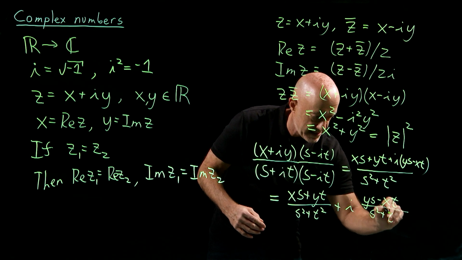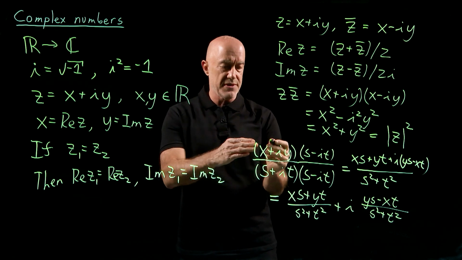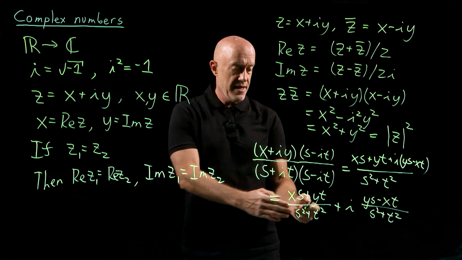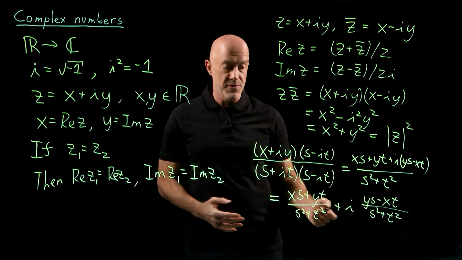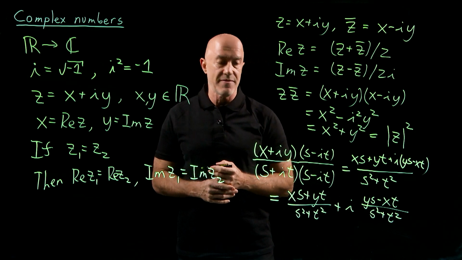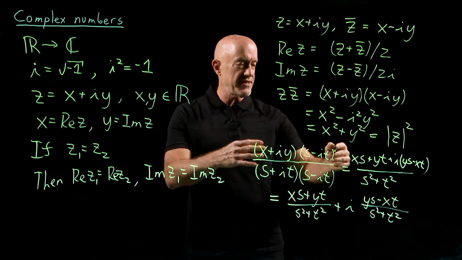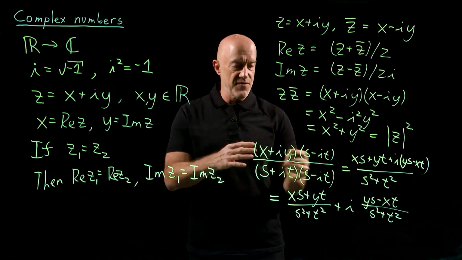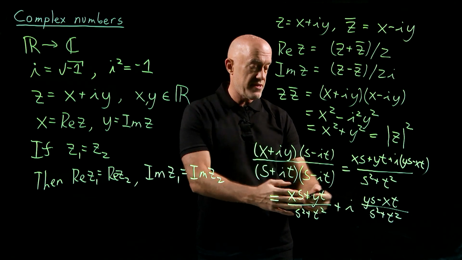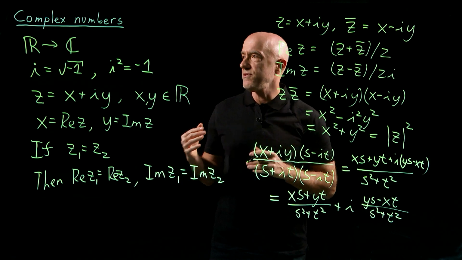So the division of two complex numbers, x plus iy divided by s plus it, can be written as a complex number, which is a real part plus i times an imaginary part. Well, you don't memorize this result. This is just the technique of converting a division of complex numbers into the standard notation of a complex number. So let me review.